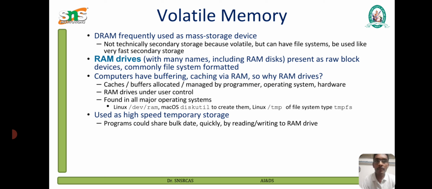Coming to another memory type called RAM drives, with many names including RAM disks, they present as raw block devices, commonly file system formatted. Computers have buffering memory and caching via RAM. So why RAM drives? RAM drives are under user control, found in all major operating systems, and used as high-speed temporary storage.